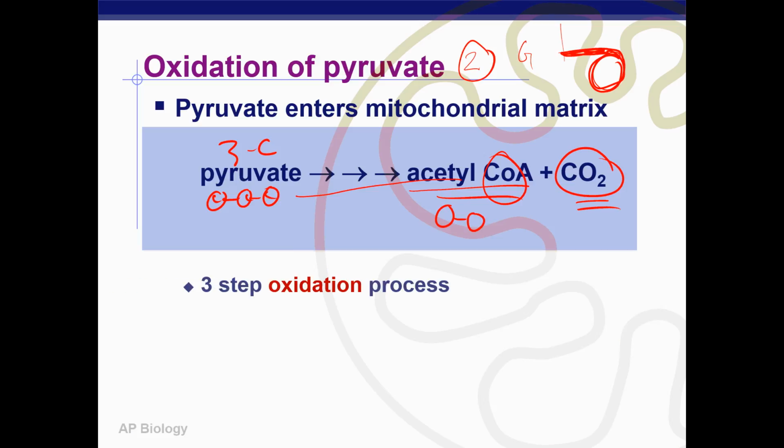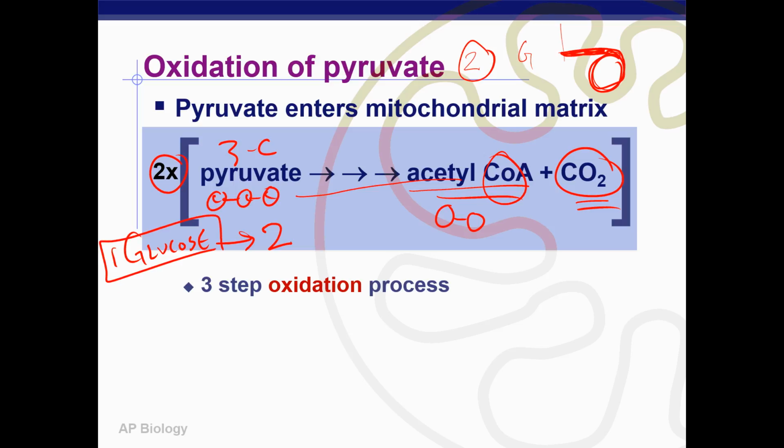All right, so 3-step oxidation. So we're going to multiply this by 2. Why 2, Mr. Grant? Because we started with a glucose, if you remember. And when we split glucose, we got 2 pyruvate. So this gets done twice from the original 1 glucose that we started our story with. CO2, 1 for each time that we're going through this.